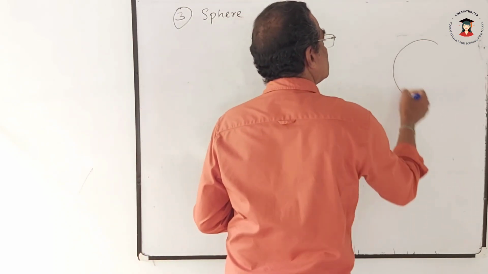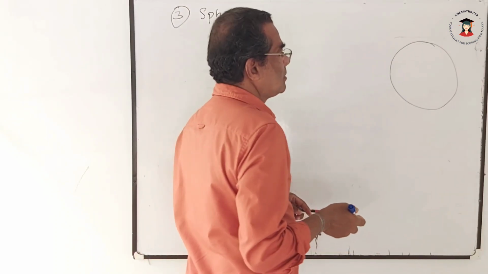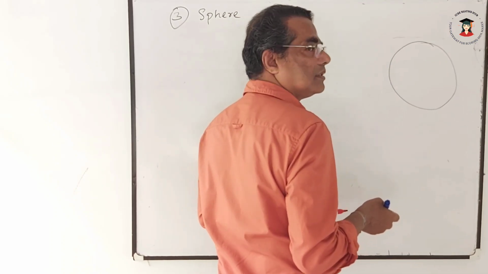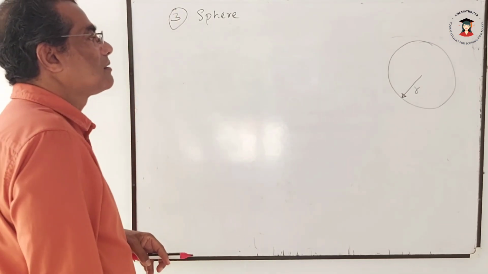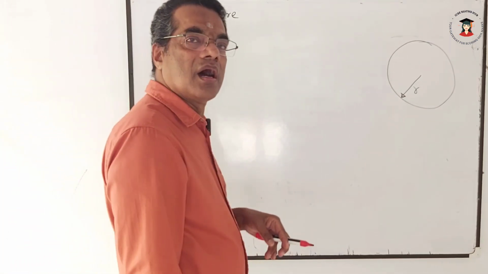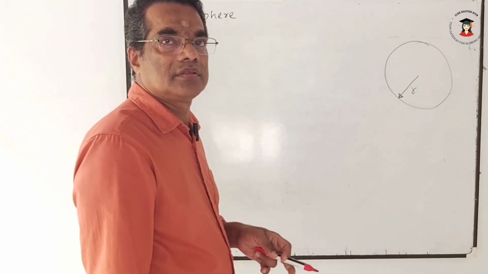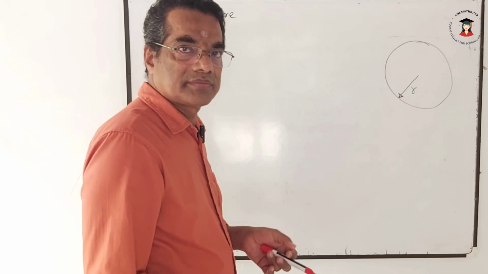Sphere, you know, it is again a three-dimensional object. It is again a solid. Every solid has three dimensions: length, breadth, or something like that.